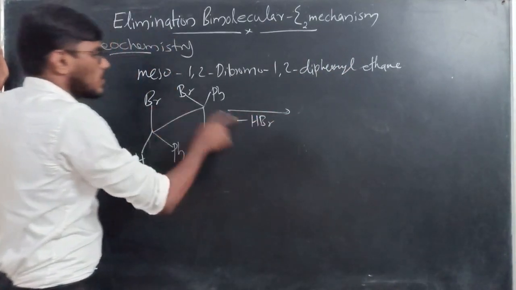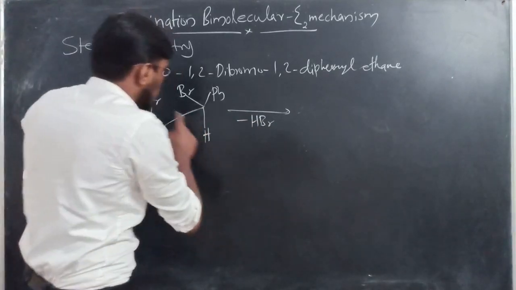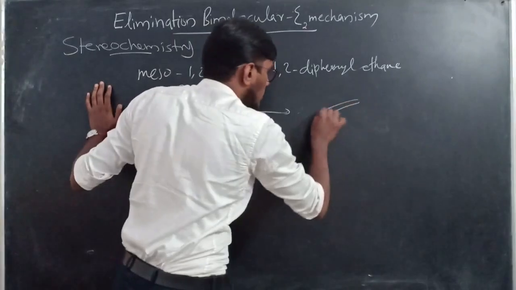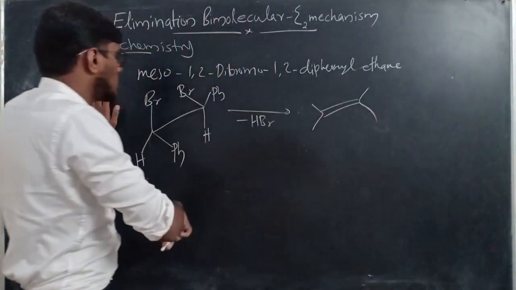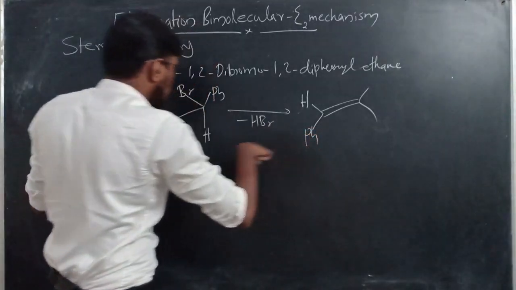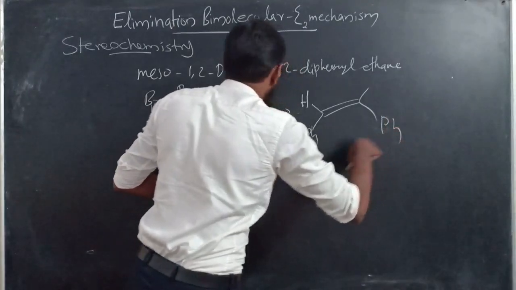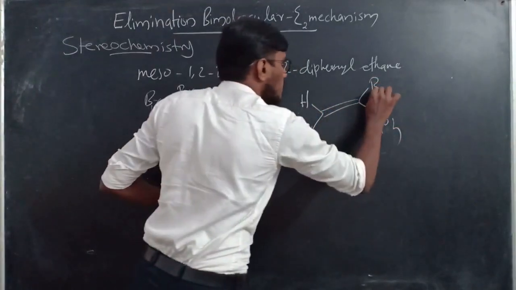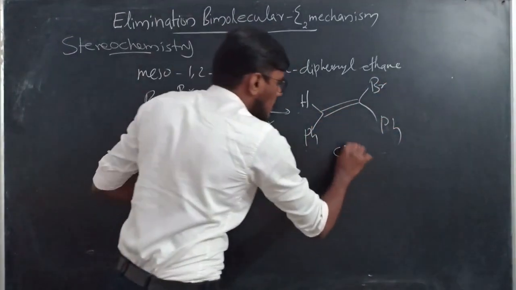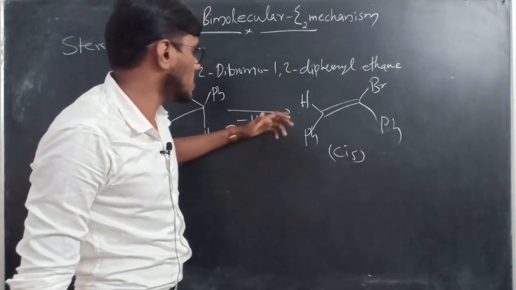That means minus HBr is an anti-elimination. H and Br here, and it's an anti-elimination, and the product will be an alkene with this eliminated, and like this Ph and Br. You know that this is an alkene with a cis configuration. Okay, this is an alkene with a cis configuration.